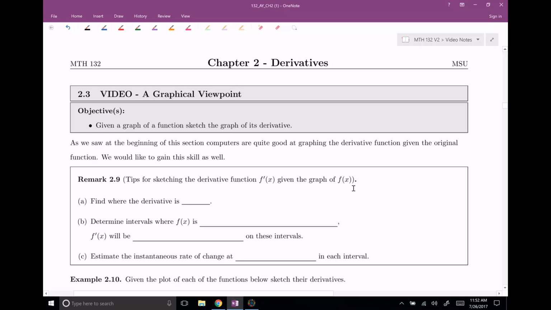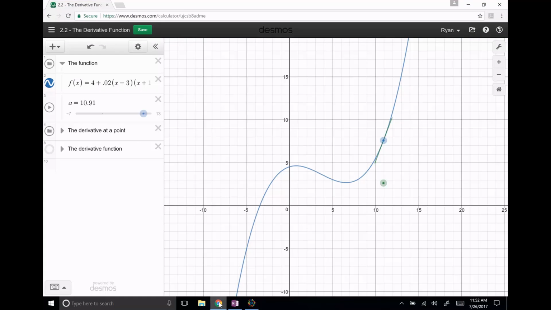And the claim is, well, we saw that at the beginning of this section, the first video, I showed you a picture like this. We saw that actually computers are quite good at this game, right? So we had the graph of a function, and then we were able to graph its derivative at a bunch of points. And then that collection of points there became the derivative function.